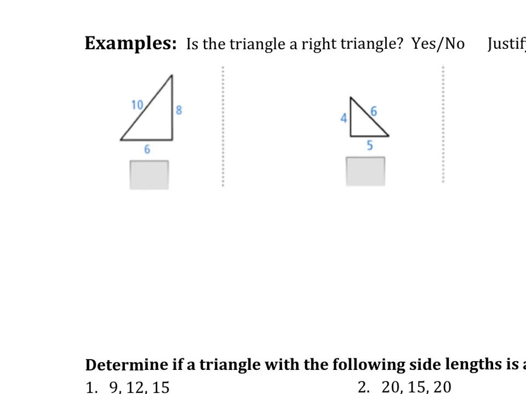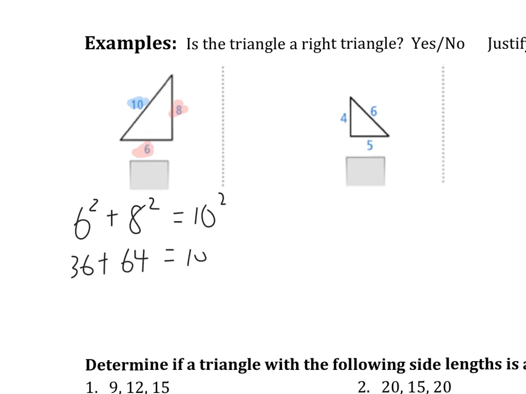So in this example, I have my legs as 6 and 8, and 10 is my hypotenuse. I know that because 10 is my largest side. So what I need to do is plug into the Pythagorean theorem. If this is a right triangle, then 6 squared plus 8 squared will have to equal 10 squared. Let's see if that's true or false. Well, 6 squared is 36, 8 squared is 64, 10 squared is 100. Does 36 plus 64 equal 100? Yes, it does. So our conclusion is yes, it's a right triangle.